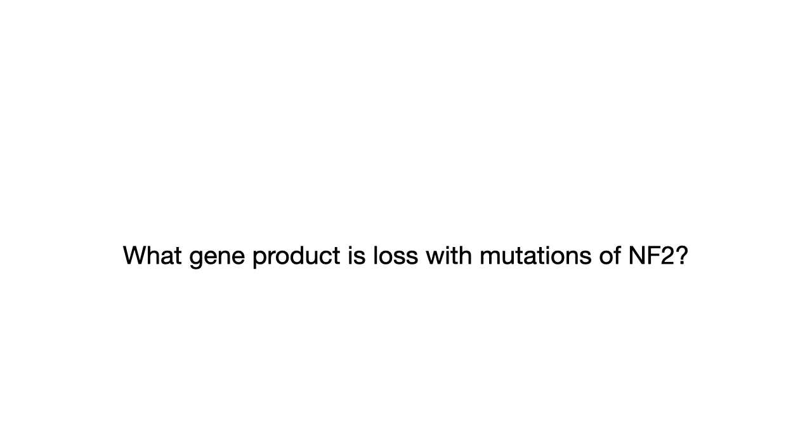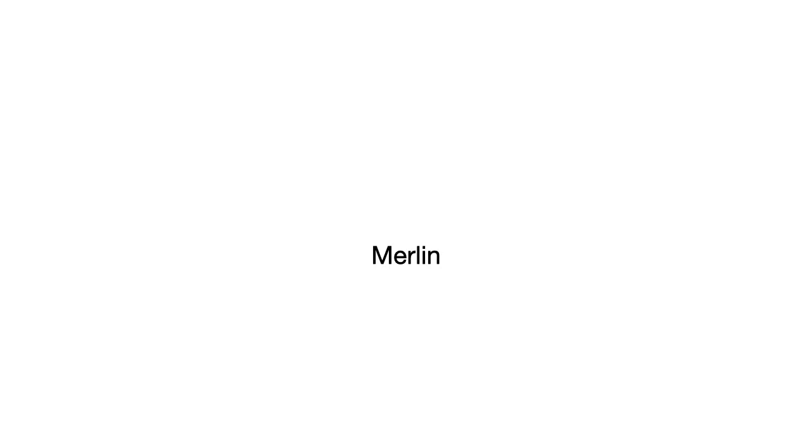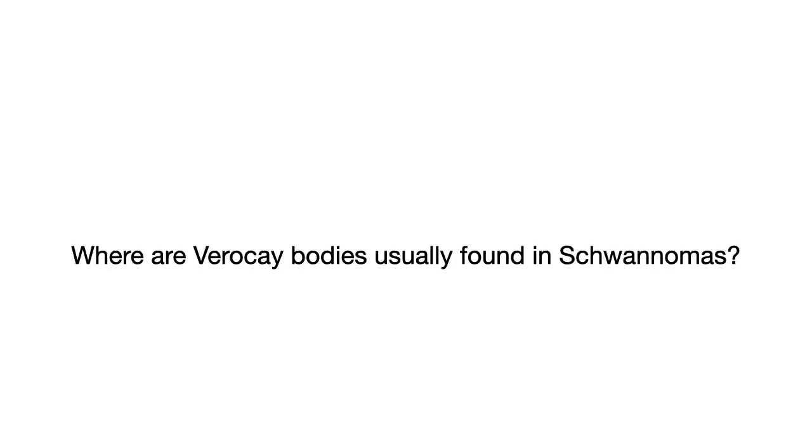What gene product is lost with mutations of NF2? Merlin. Where are Verocay bodies usually found in schwannomas? Verocay bodies are usually found in Antoni A areas.